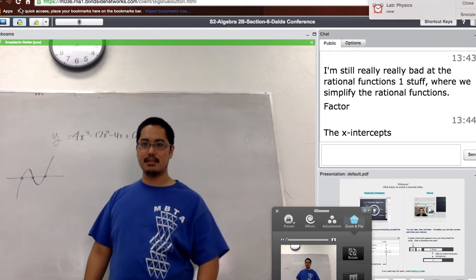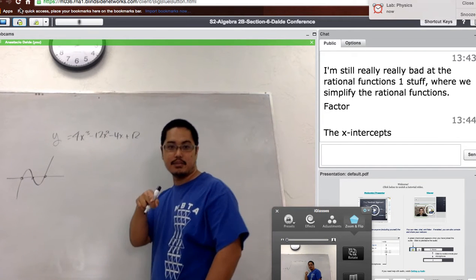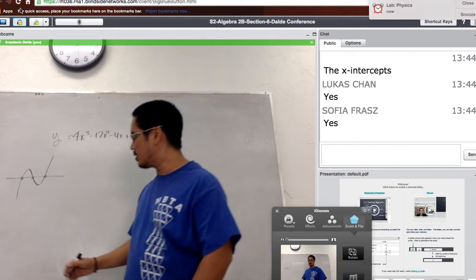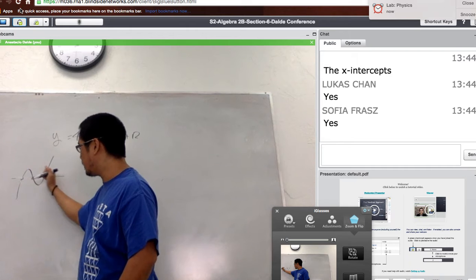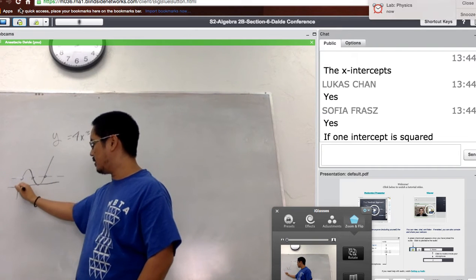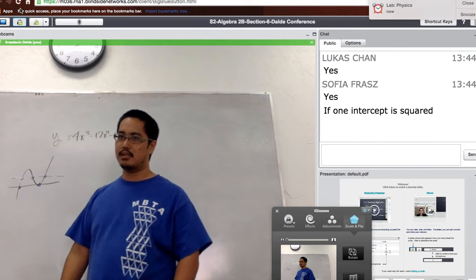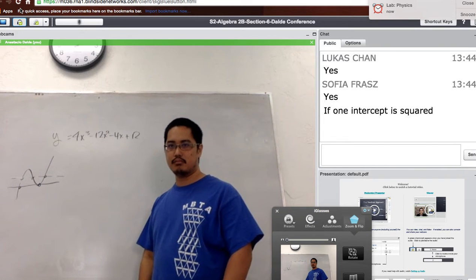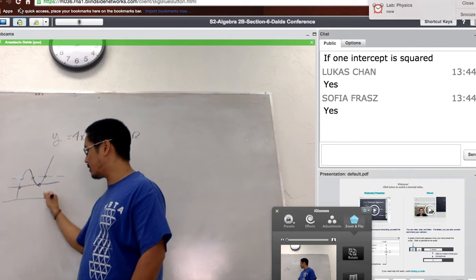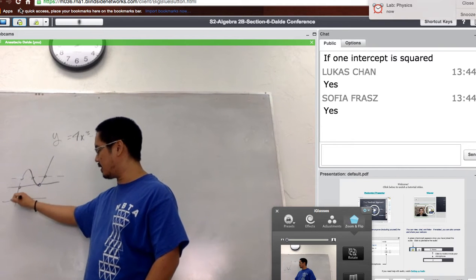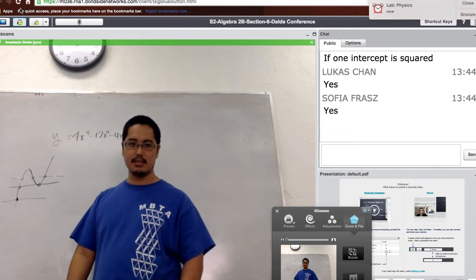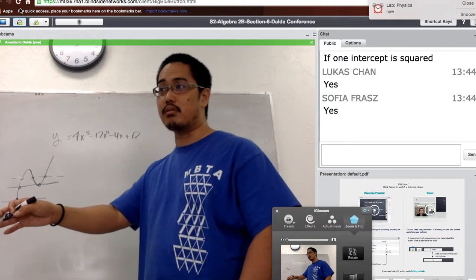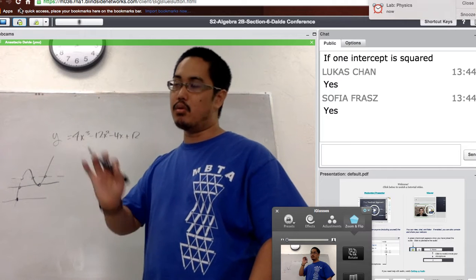Does that make sense? Can there be two intercepts? I'm just curious to know. On a cubic function, sure. What happens if it crosses the line like that? Intercept, intercept. Can there be one intercept? What if the line crosses there? It only intersects right here. Does that make sense? So a cubic function can have up to three, no more than three, two or one.